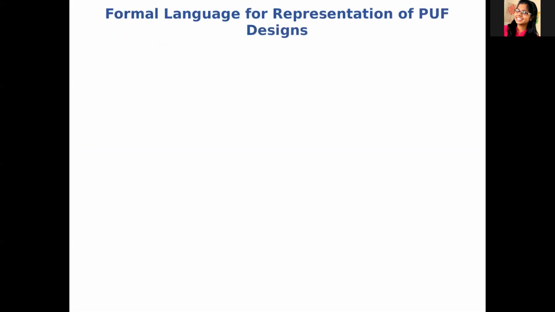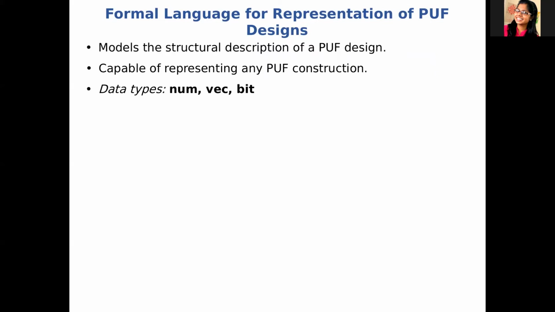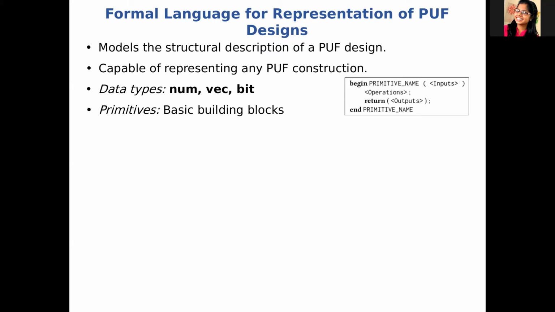Now, coming back to the first contribution of this work, I'll show you the basic constructs of this language. This language has three data types: num for numeric data, vec for vectors, and bit for binary. One can create a primitive using these basic building blocks. So using begin primitive and end primitive, it can create any primitive. The primitives are called using primitive calls, which are very similar to a function call.